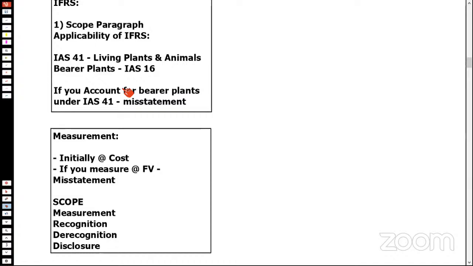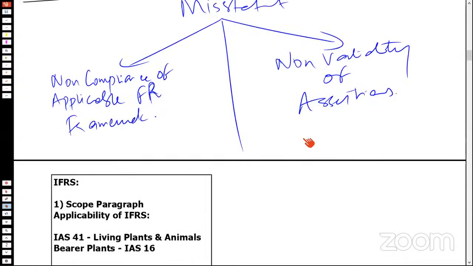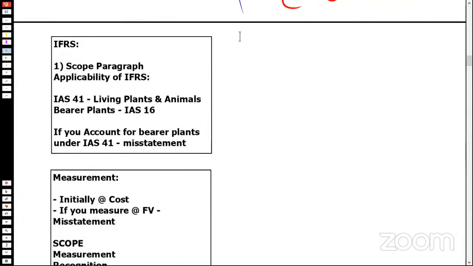Now, let's move a bit forward and discuss further. The next aspect is that the misstatement could also be the non-validity of the assertions. Now, what exactly are the assertions? I always tell my students that you can remember the assertions using this mnemonic, which is C square compare. Now, what exactly do you mean by this mnemonic of C square compare? Let's have a discussion of that.